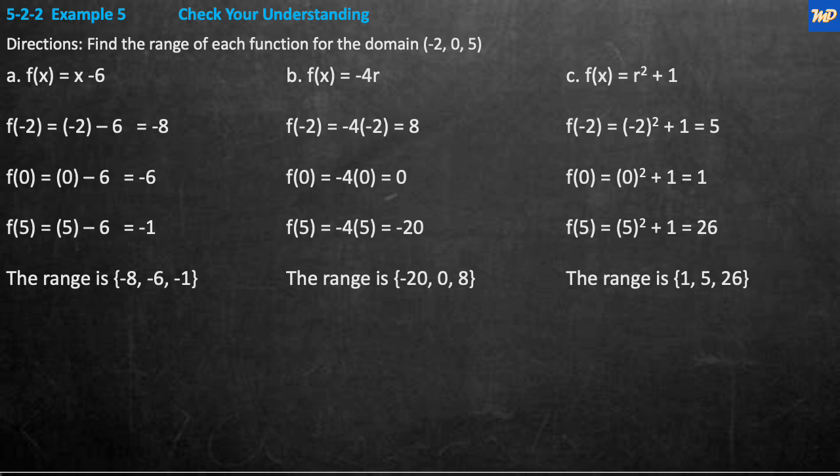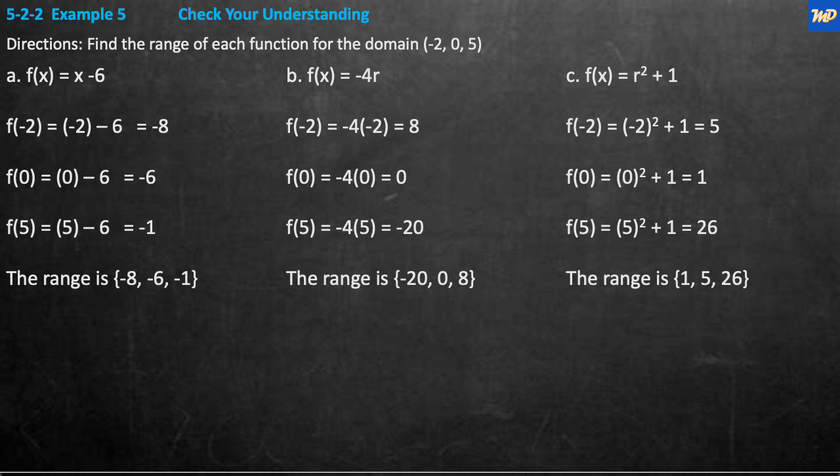Okay, so find the range of each function for the domain. We have negative 2, 0, and 5, and we want the range values, okay? So there are 3 problems, and in problem A, you're going to substitute the negative 2, 0, and 5. In B, you're going to substitute the same negative 2, 0, and 5. And then in C, you're going to do the negative 2, 0, and 5. You're going to get 3 different sets, okay, as you complete this. So let's take a look at it.